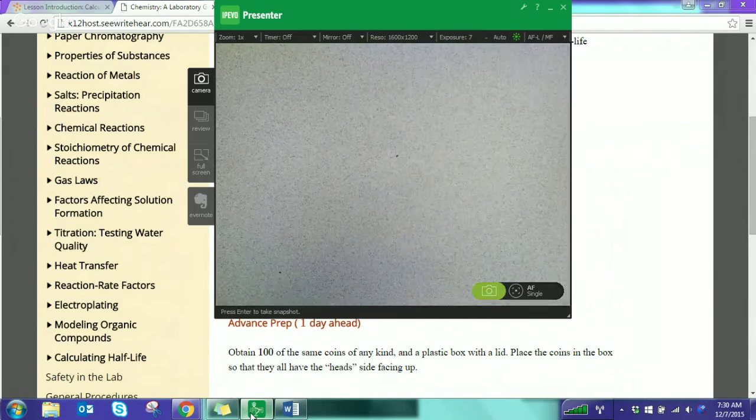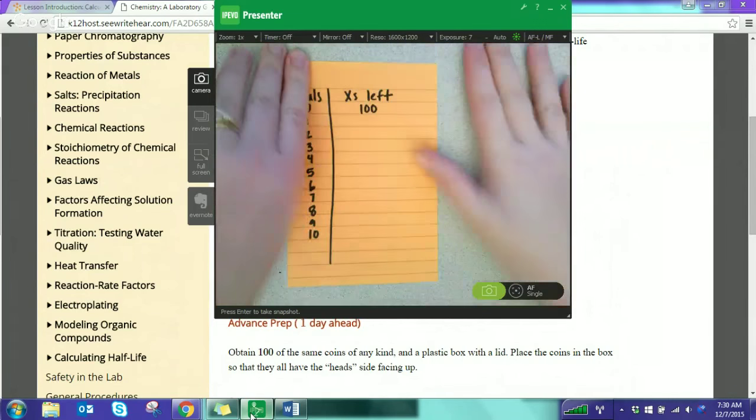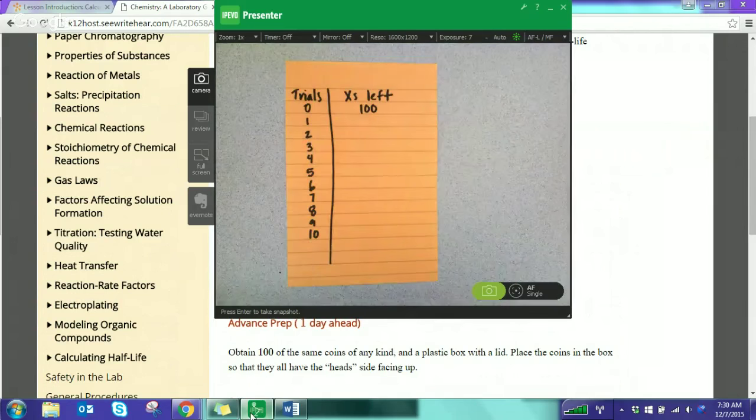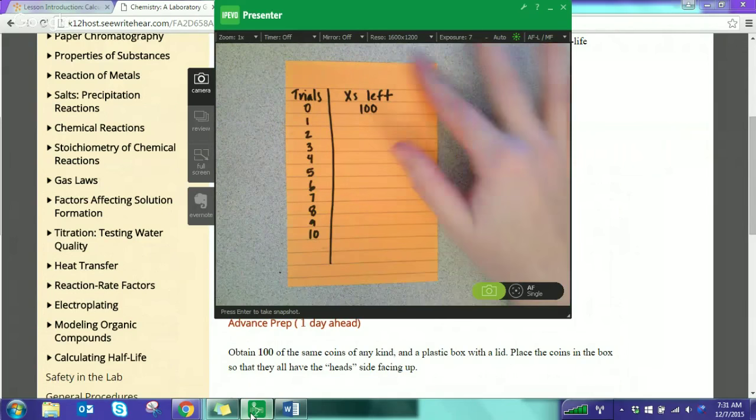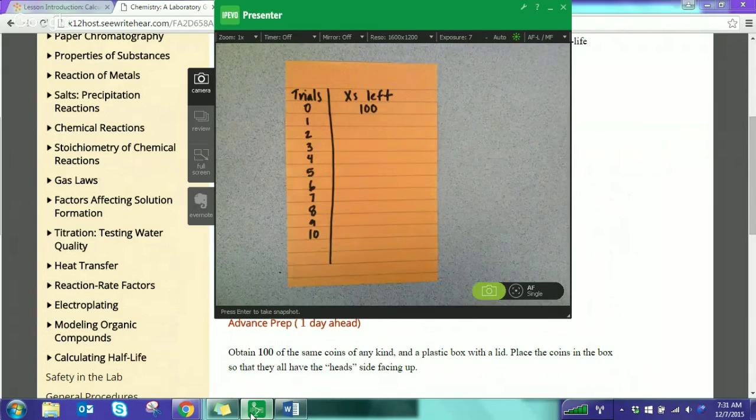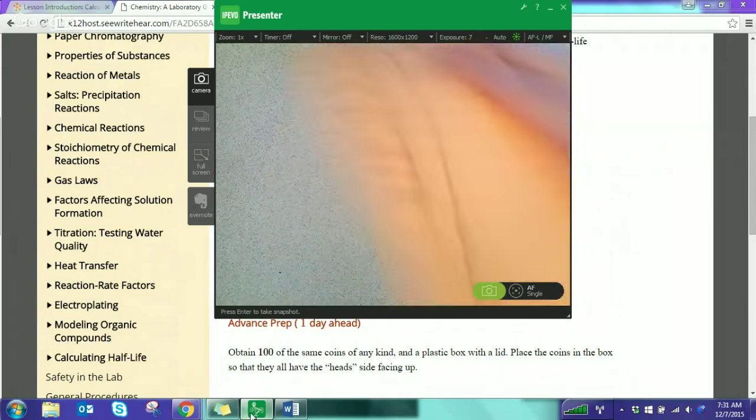Okay. A couple of other things that I made that are going to help me get through this is for the actual lab experiment, I set this up. So what you're going to do is go through 10 trials. You're going to shake up the box, dump it all out, and then you remove the tails and keep the heads. Okay, so for me, I'm just going to call the X's the heads. I'm going to keep those, and I'm going to get rid of the ones without X's. So I have this set up to keep track of my numbers.